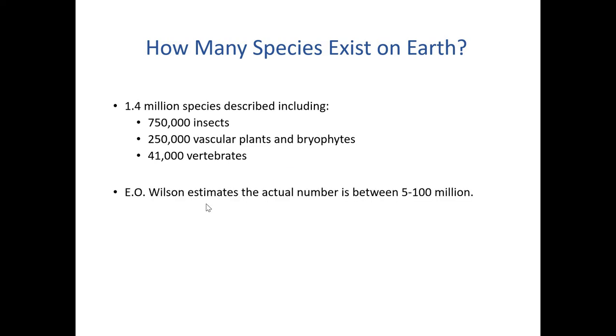E.O. Wilson is an important figure in the biodiversity field, and he estimates that the actual number of species is between 5 to 100 million species. And so we've probably discovered only about 10% or maybe less than that of the species that actually exist on Earth.